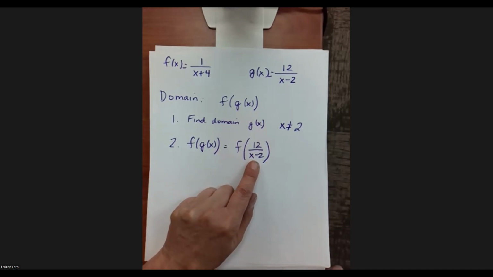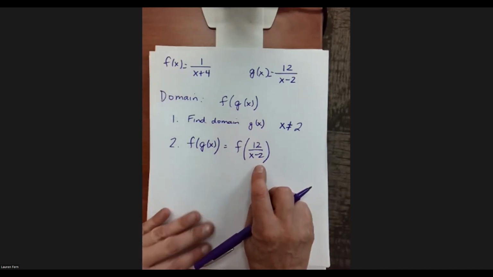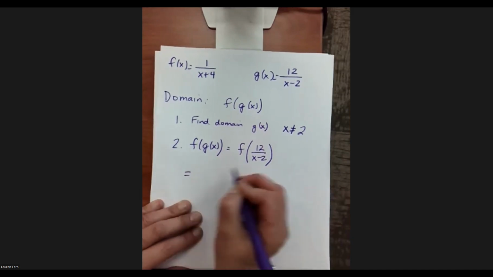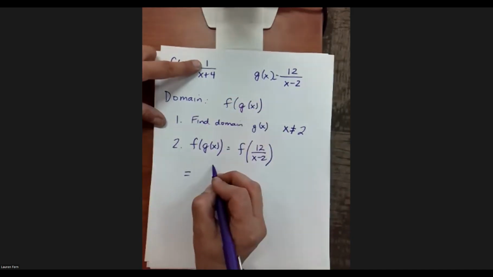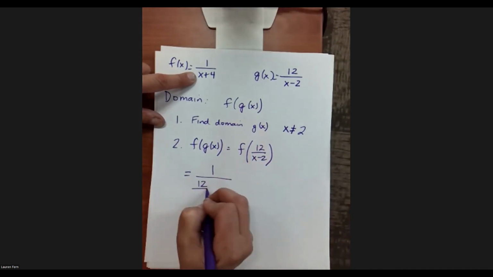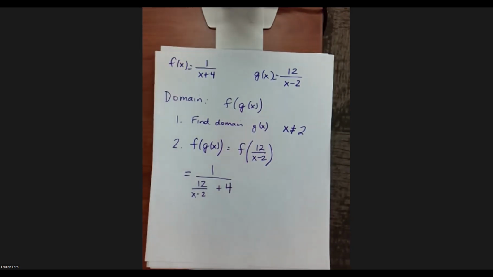Yeah, what does it mean to find f of something? It means everywhere where you see an x in your function f, you're going to plug this in. Okay. Well, how is f defined? It's 1 over, in place of x, I put this stuff, plus 4. Thank you for making a facial expression.